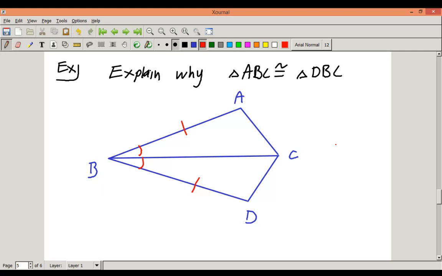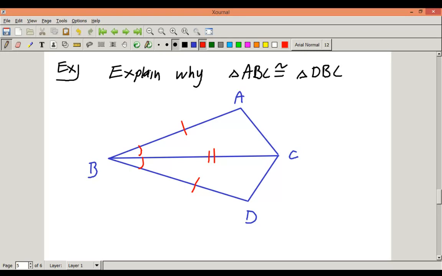Okay, so we want to say, why are those two triangles congruent? Well, we see already one pair of sides congruent in the two triangles and one pair of angles congruent. But we also know that this common segment here, that those two triangles have in common, is congruent to itself by the reflexive property.